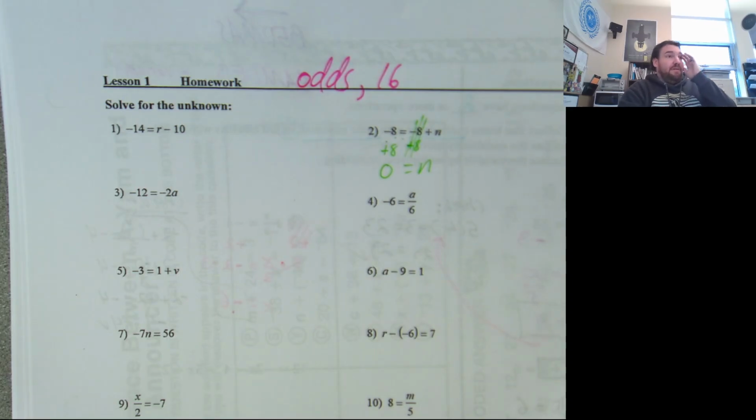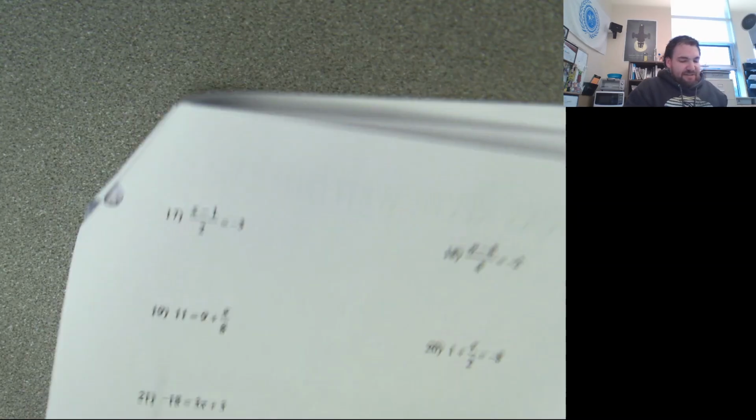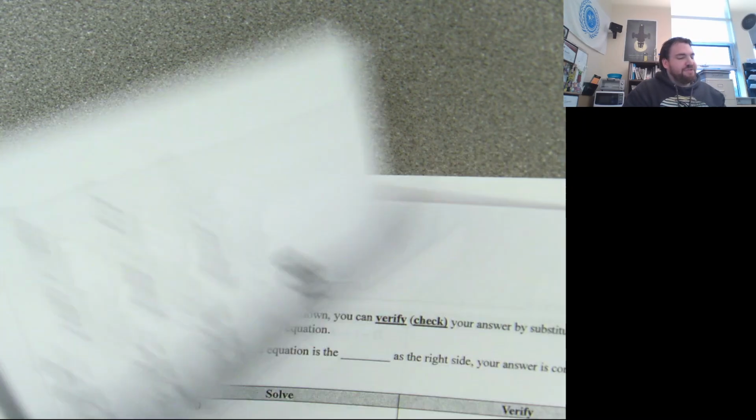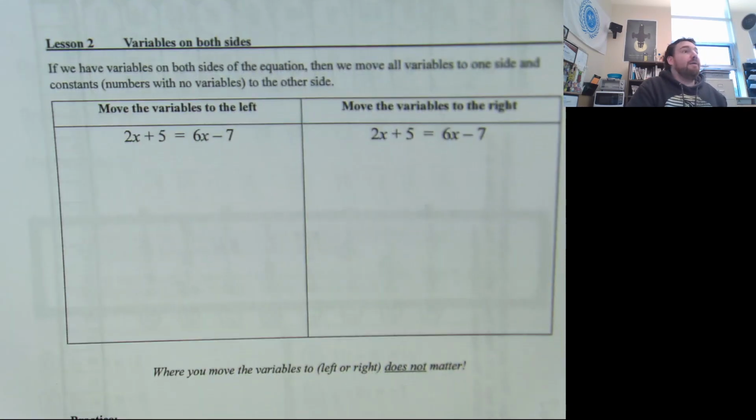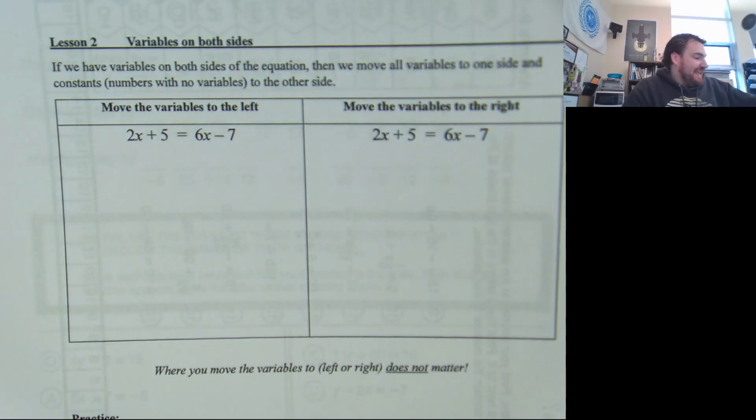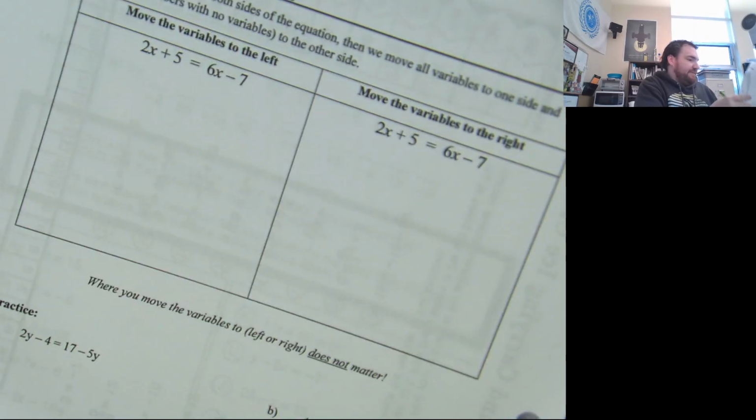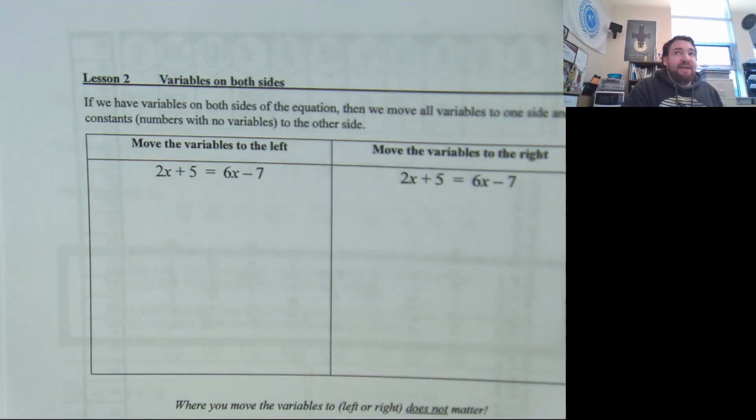Okay. Here we go. If there are no other questions, let us look at the more and more interesting questions. We've got variables now on both sides. It's the best. Variables on both sides. Find me page 6.